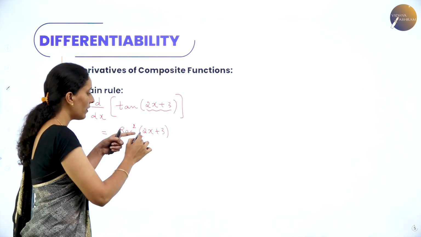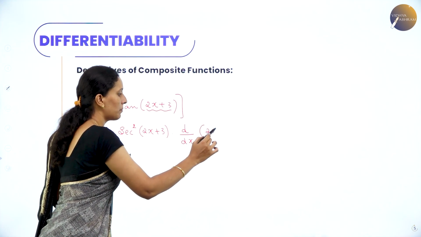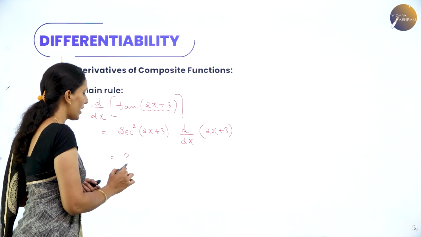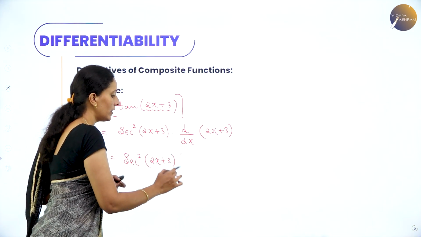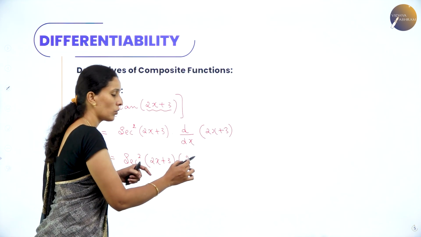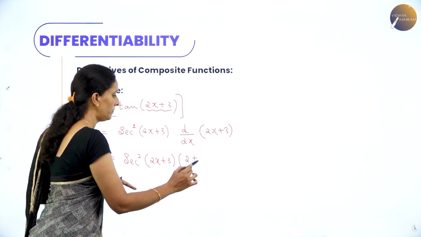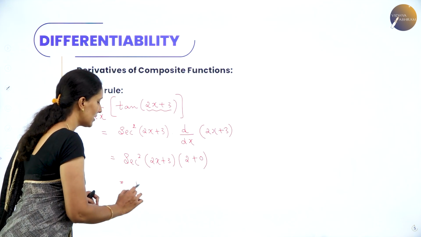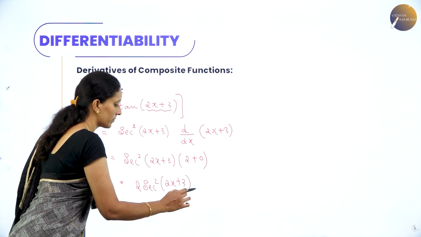But derive the function inside the bracket also, d by dx of 2x plus 3, because this is also a function. So it is secant square of 2x plus 3 into the derivative of 2 into x. 2 into derivative of x, which is 1, is 2. And the derivative of any constant is 0. So it is 2 plus 0, which is 2. Therefore the answer is 2 into secant square of 2x plus 3.